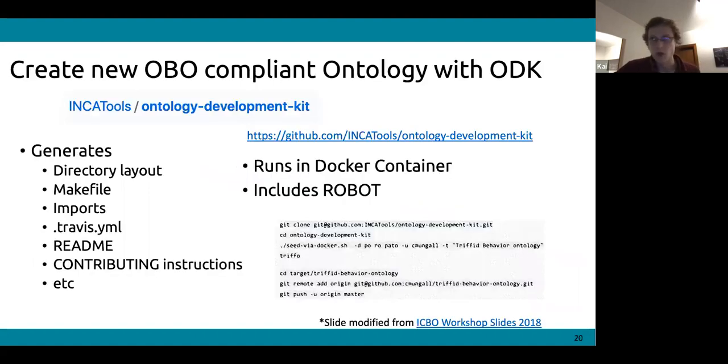And there's a lot of tools for creating OBO compliant ontologies. There's a starter kit for this. I won't go too much into it here, but basically there's a tool that allows one to fairly simply create a new ontology that's already formatted for OBO. It has all the files and tooling built in. So you just run the system, tell it what ontologies you want to import, and out comes your new ontology.